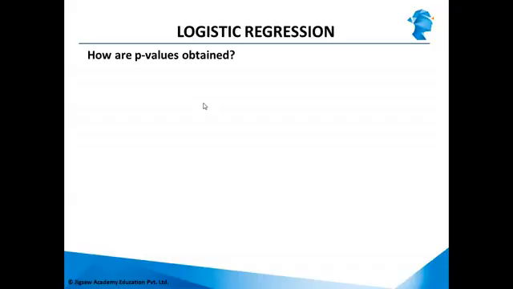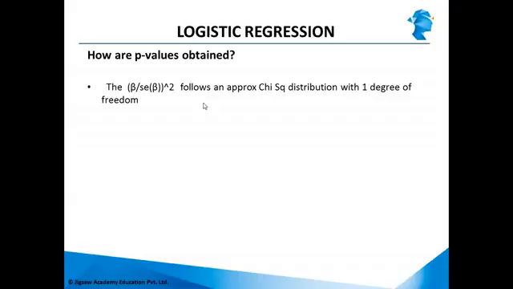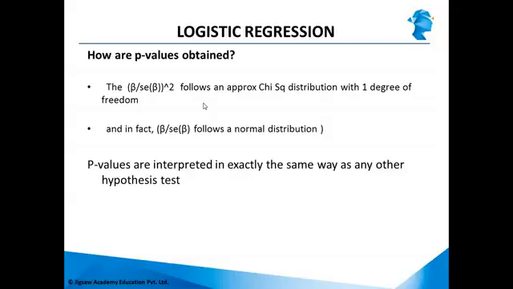Now, how exactly are the p-values obtained? As I mentioned a little bit earlier in some of the slides, beta divided by the standard error of beta follows an approximate chi-square distribution with 1 degree of freedom. In fact, beta divided by the standard error of beta follows a normal distribution, so you could potentially get p-values from a normal distribution as well. But the square of beta by standard error of beta follows an approximate chi-square distribution, and the p-values are generated based on that, and the interpretation of p-values is exactly the same as in any other hypothesis test. The lower the p-value, the more statistically significant is the relationship between your independent variable and your dependent variable.